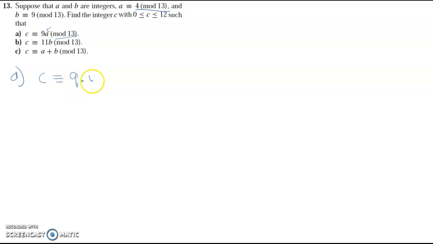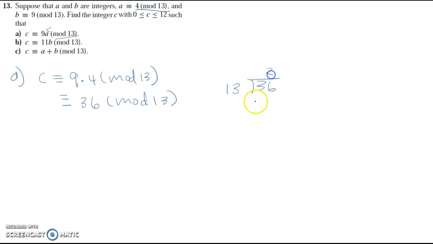So this is 9 times 4 mod 13, and this is the same as 36 mod 13. Let's figure out what this number is. I'm going to divide 36 by 13. It goes in twice, and this is 26, and there is a remainder of 10. So this is just 10. And 10 is in the interval, so there we go. This is our answer. C is going to be equal to 10.